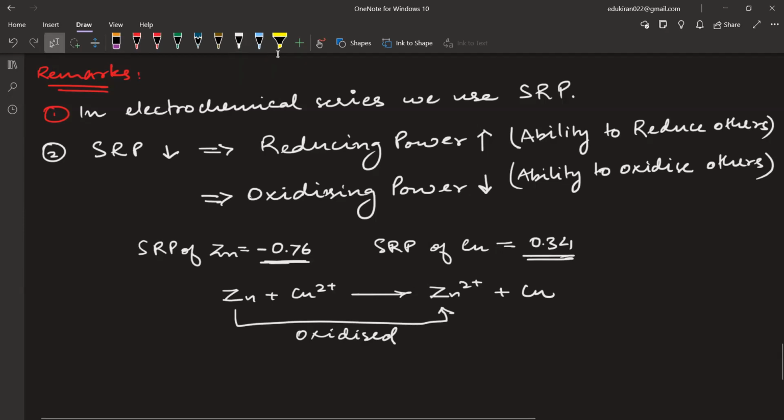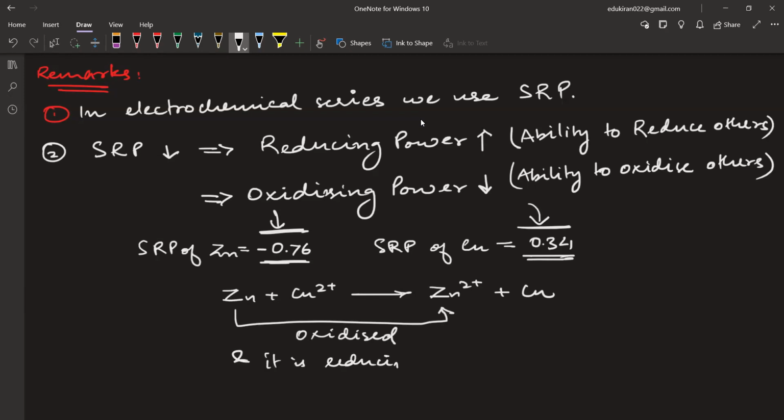Now tell me, whose reduction potential is lower, zinc or copper? Look and tell. What is the reduction potential of zinc? Minus 0.76. And copper? 0.34. So whose is lower? Zinc's. So zinc's reduction potential is lower, and you can see zinc is getting oxidized and it is reducing copper.